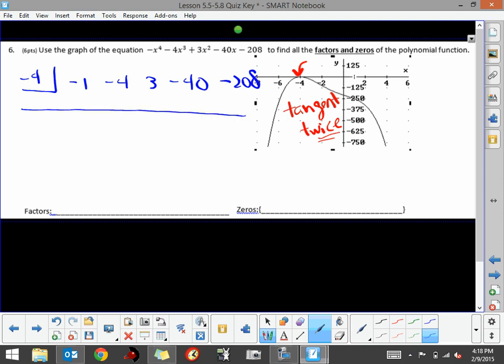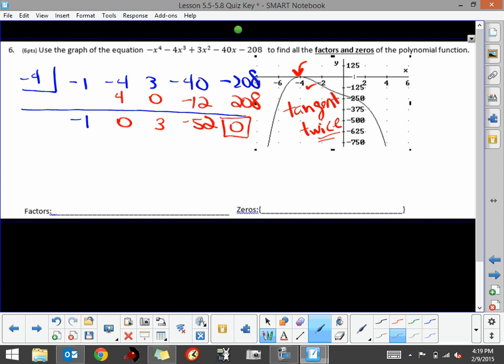We're going to drop down our -1, and take -4 times -1, which is +4. That gives us a 0. We take -4 times 0, which is 0, and add it to 3, which is 3. -4 times 3 is -12. Add it to -40 is -52. Then we take -4 times -52, which is +208, and we get a remainder of 0. And that's what our graph is telling us, that -4 is a solution.